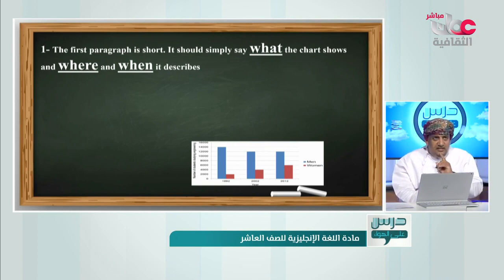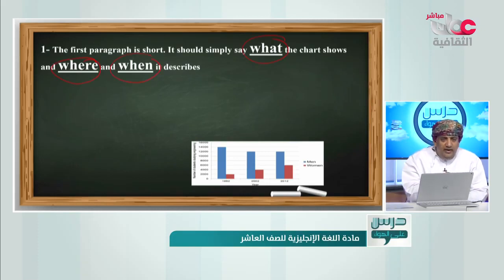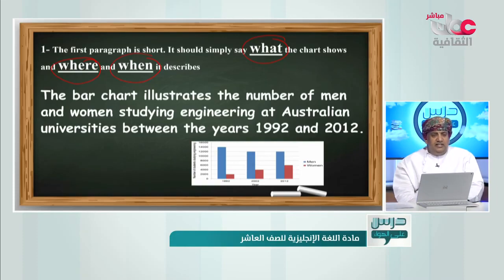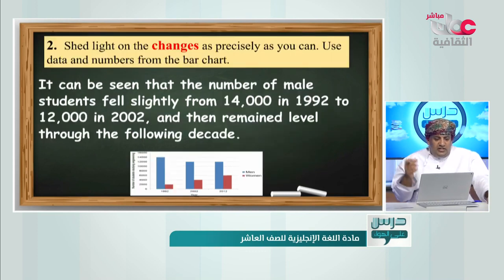So the first sentence, the introduction, we write about what, where, and when to describe the chart. For example, we said the bar chart illustrates the number of men and women studying engineering at Australian universities between the year 1992 and 2012. You should write this introduction at the beginning of your writing. You should illustrate what, where, and when. Then you should write about the changes. It can be seen that the number of male students fell slightly from 14,000 in 1992 to 12,000 in 2002.